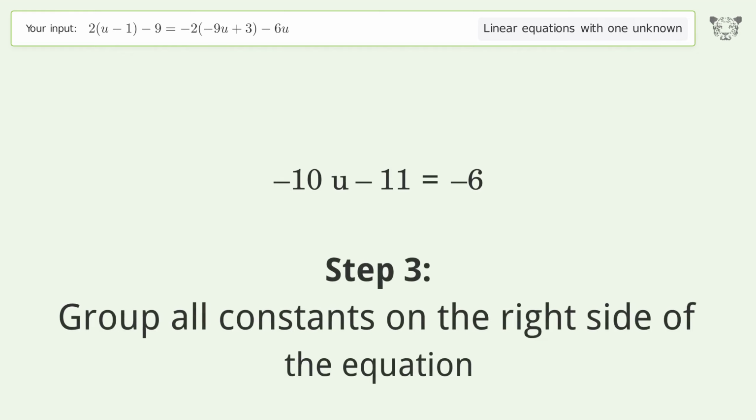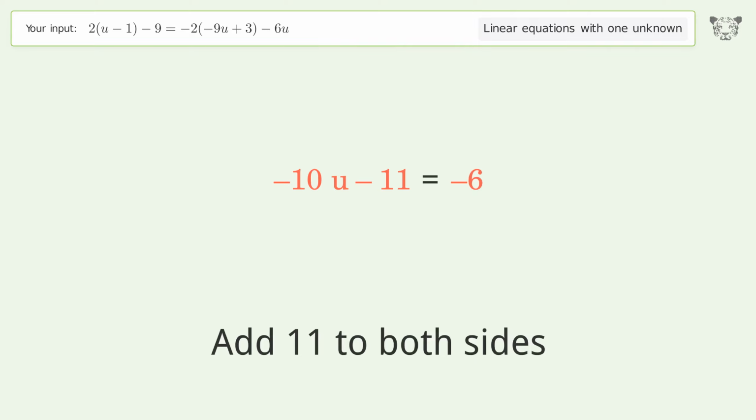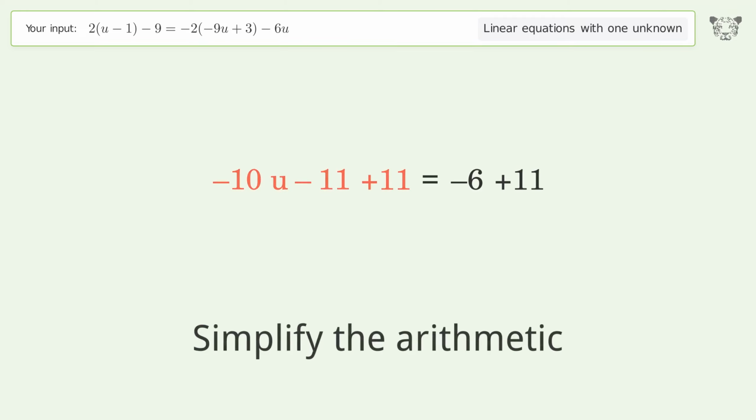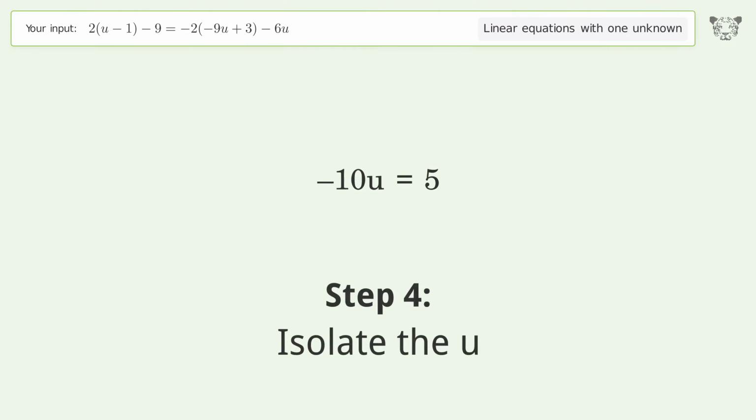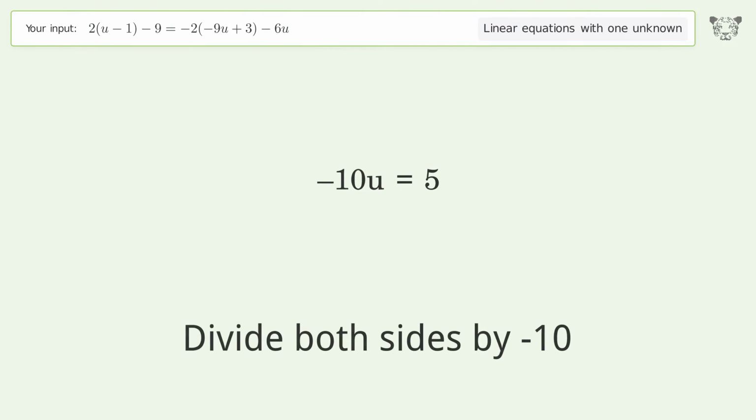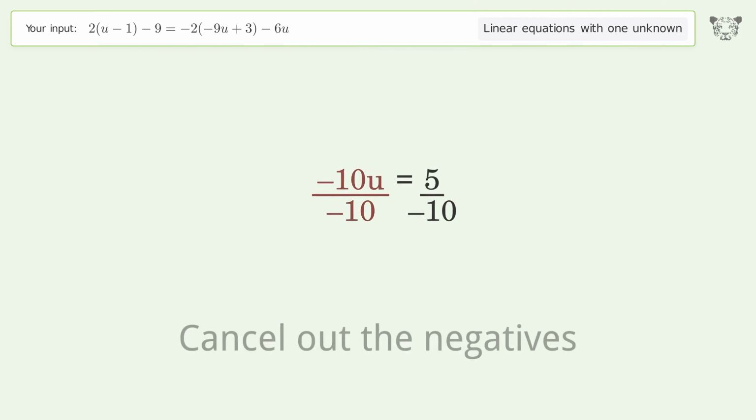Group all constants on the right side of the equation. Add 11 to both sides. Simplify the arithmetic. Isolate the u. Divide both sides by -10. Cancel out the negatives.